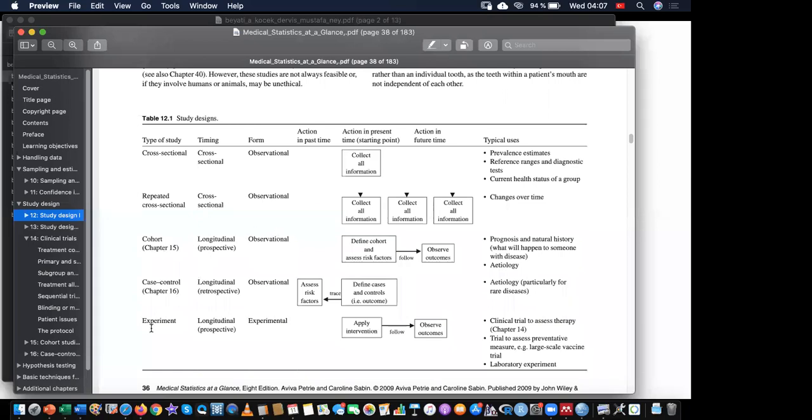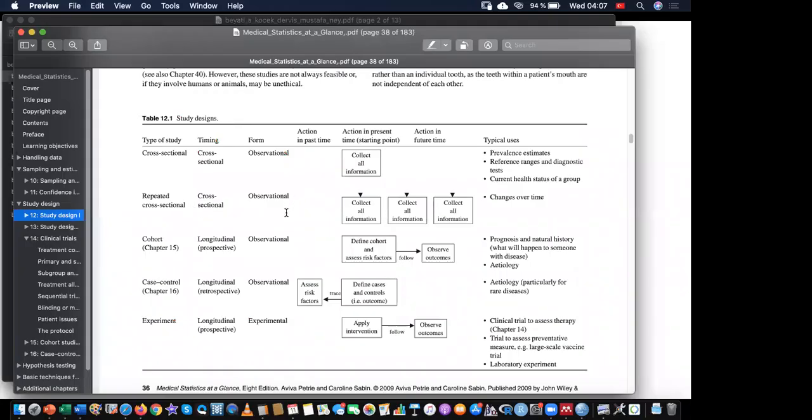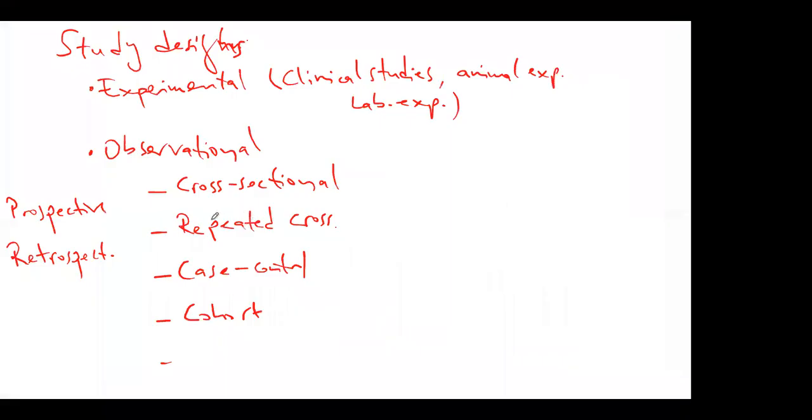And when I ask you whether they are prospective or retrospective, some of them are prospective. Prospective means what? Or retrospective. Do you know these terms? No? You don't study Latin? You see, some are prospective, some other study designs are retrospective. So prospective means forward in time. Retrospective means backwards in time, okay?